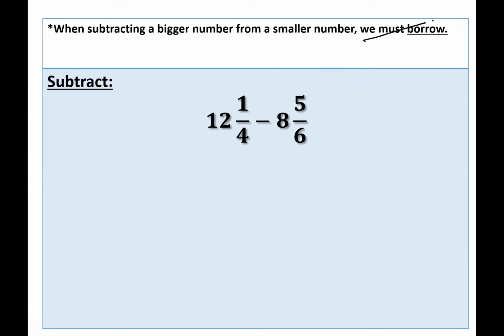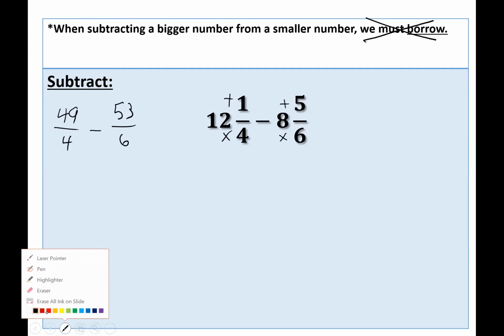Okay, so we don't necessarily need to borrow. Let's change them to improper instead. All right, so 12 and 1/4. Let's see, 4 times 12 is 48, plus 1 is 49. So 49 over 4 minus. Now let's rewrite the other one. 8 times 6 is 48, plus 5 is 53 over 6. So 49/4 minus 53/6. We still need a common denominator, and we can still use 12 as our common denominator.